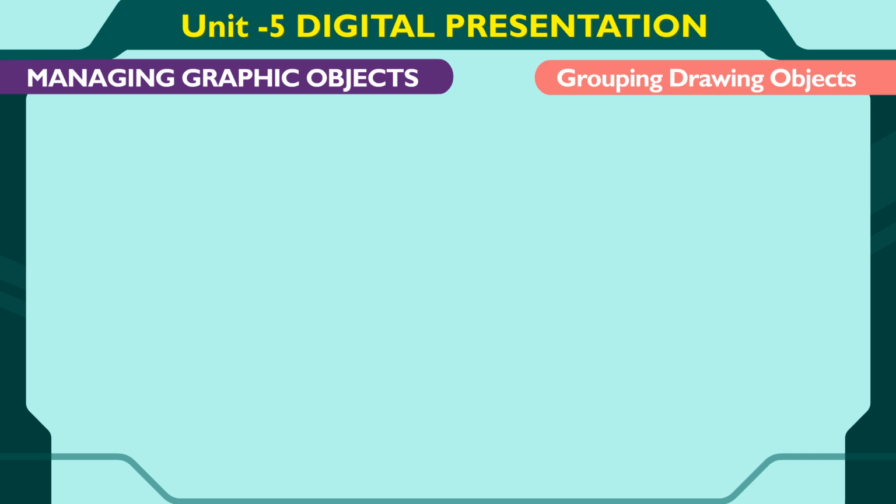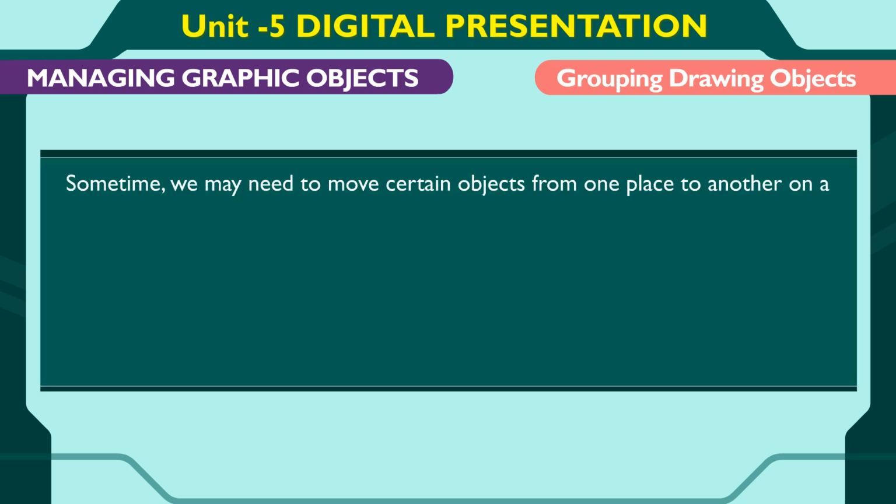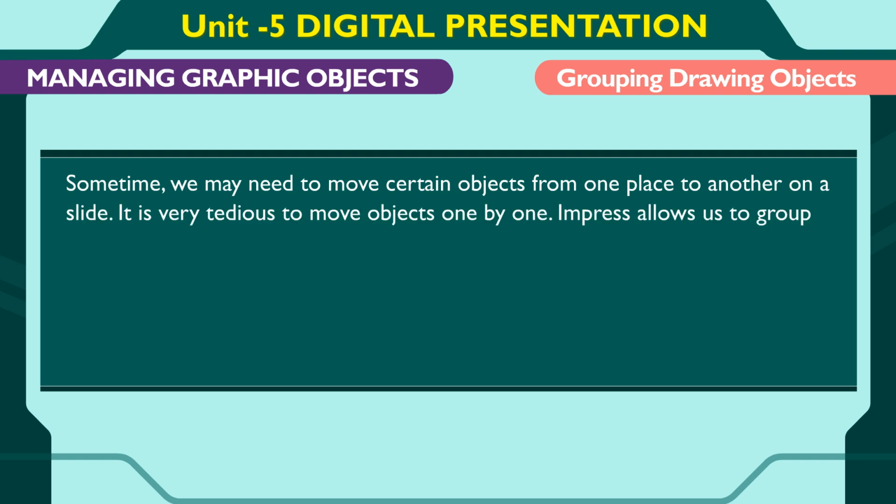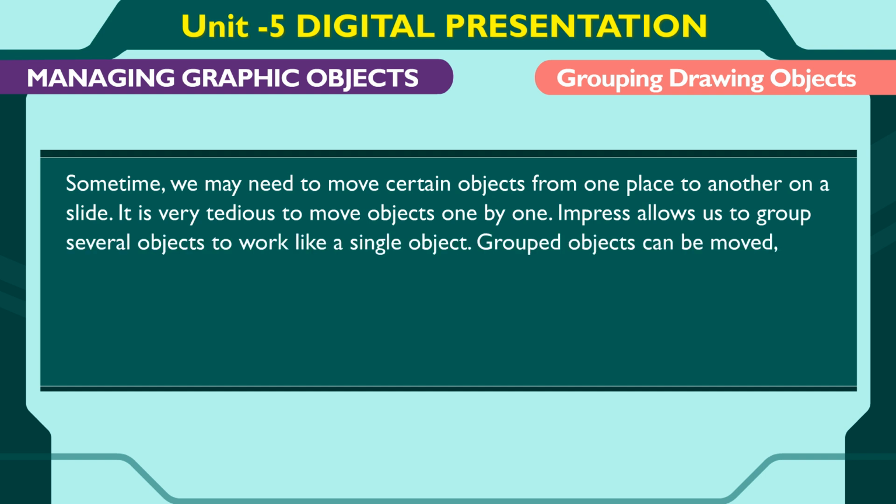Grouping drawing objects. Sometimes we may need to move certain objects from one place to another on a slide. It is very tedious to move objects one by one. Impress allows us to group several objects to work like a single object. Grouped objects can be moved, deleted, copied, and formatted as a single object.